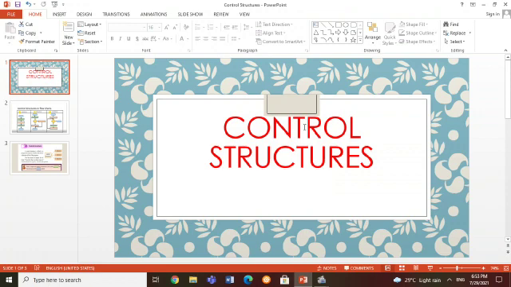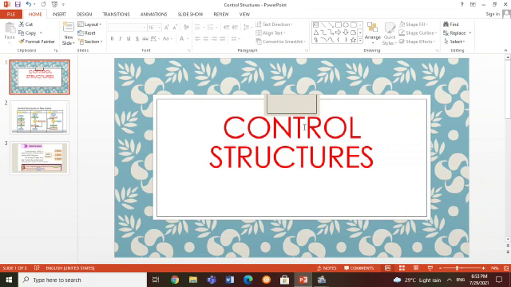Take out your reading book and turn to page number 41, control structures. So when you are going to the designing part in computer programming, this is a very important part, control structures. Okay.